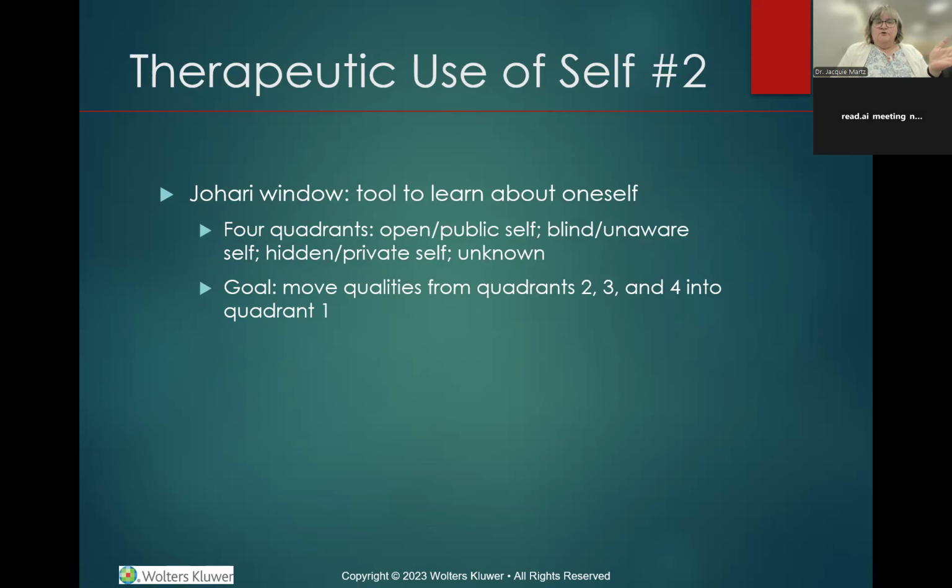It's in your book if you want to do it yourself. It has 4 quadrants to help you learn about yourself. There's open and public self, the blind or unaware self, the hidden and private self, and what you don't know. Now, most people know their open or public self.